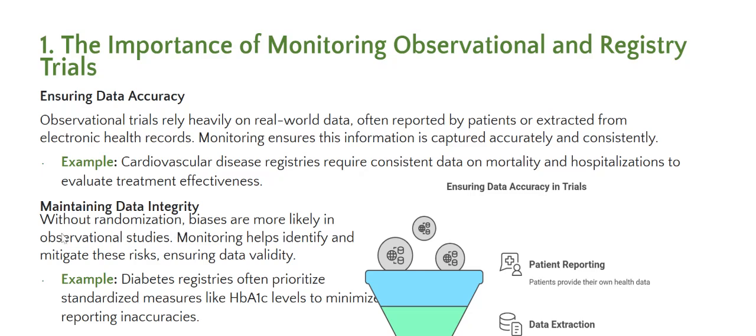Maintaining data integrity: without randomization, biases are more likely in observational studies. Monitoring helps identify and mitigate these risks, ensuring data validity. Example, diabetes registries often prioritize standardized measures like HbA1c levels to minimize reporting inaccuracies. Before proceeding, here we have a summarized diagram on ensuring data accuracy in trials: patient reporting, data extraction, and data monitoring.